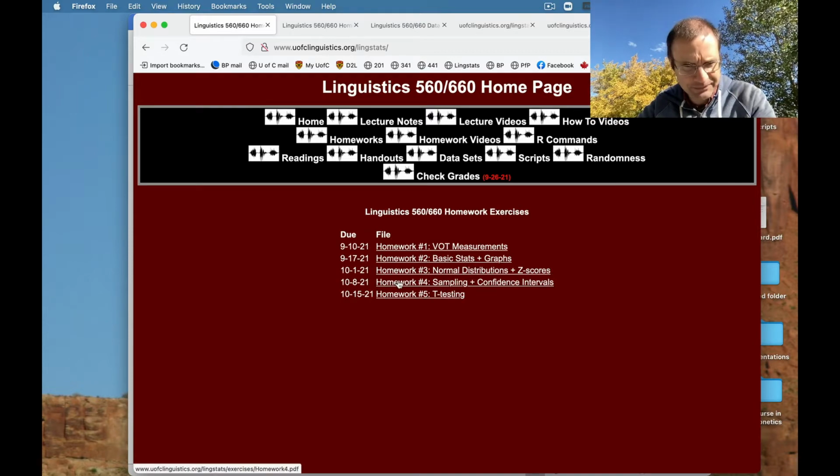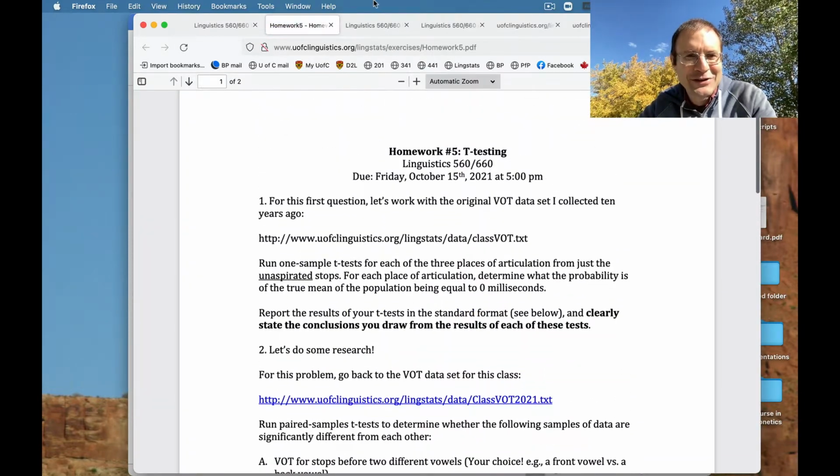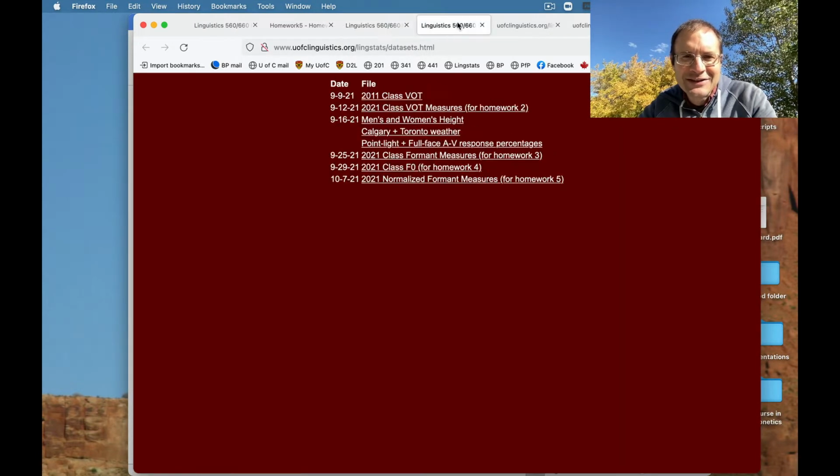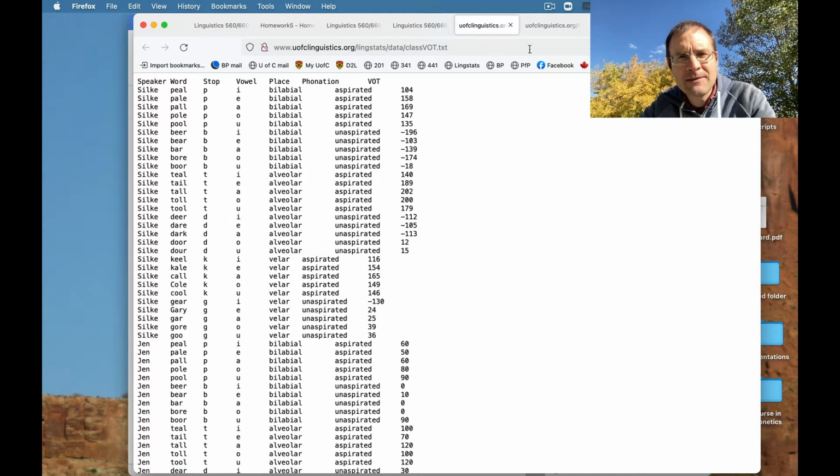So in homeworks, we've got homework number 5 here, which looks exactly like what I was just showing you in the video. And that's in the same spot. The data set that we're going to play around with for question number 1 is the 2011 class VOT, and I've got it up here in 2 spots.